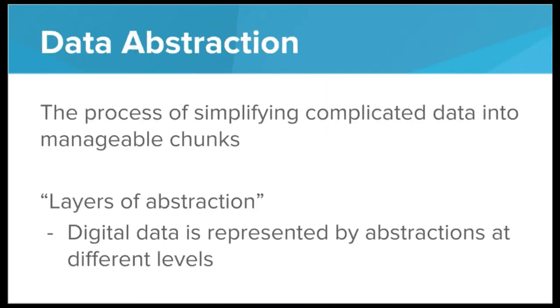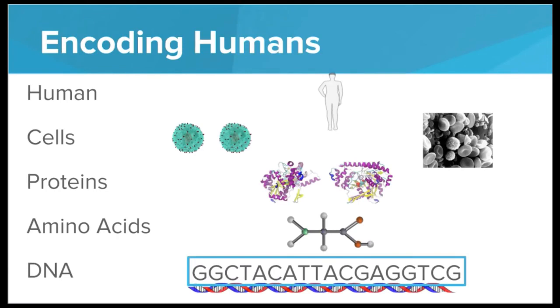And this brings up the idea of data abstraction. So data abstraction is the process of simplifying complicated data into manageable chunks. And when we do this, we build out these layers of abstraction. So digital data is represented by abstractions at different levels. In the human body example, the cells would be one layer of abstraction. The cells don't really have to worry about what's going on down at the DNA level. They only have to worry about how to interact with each other, and they have to worry about what proteins they're made of. At the protein level, the proteins don't really have to worry about what cells they're a part of.